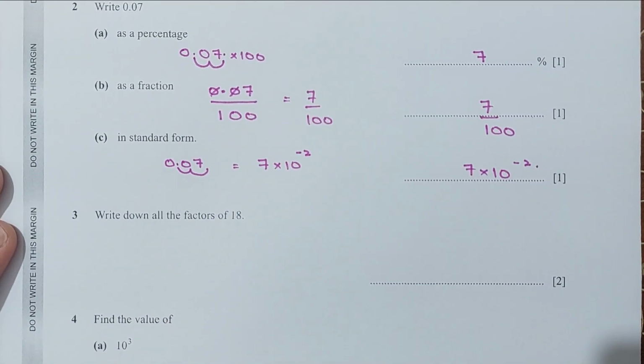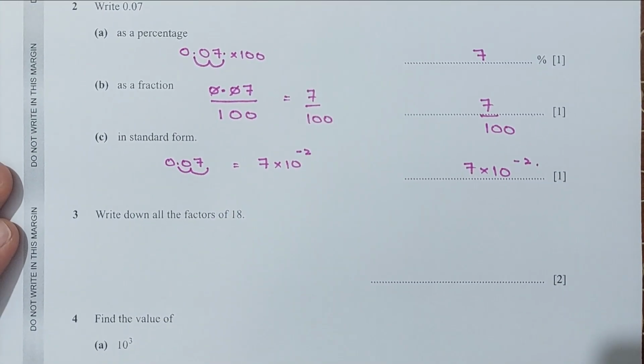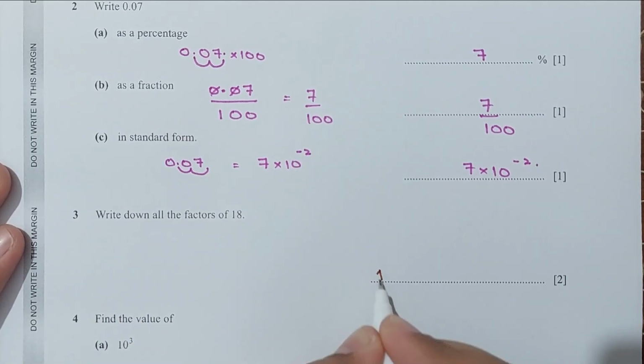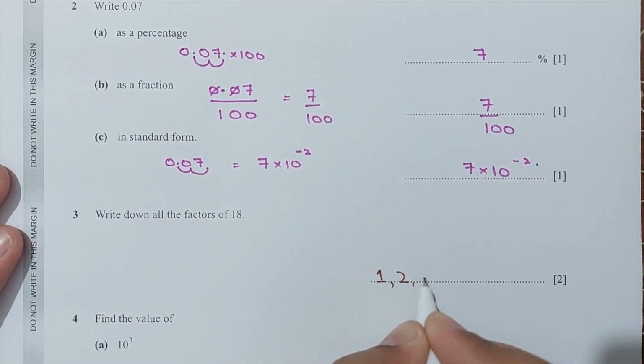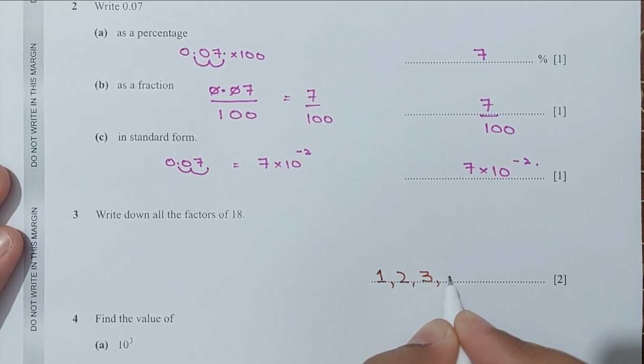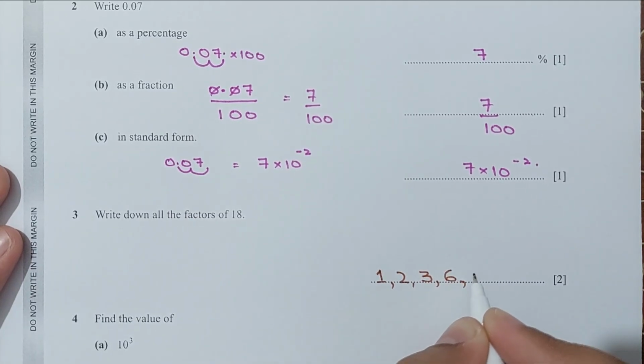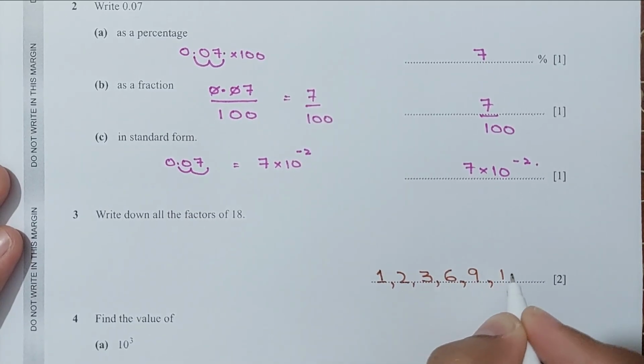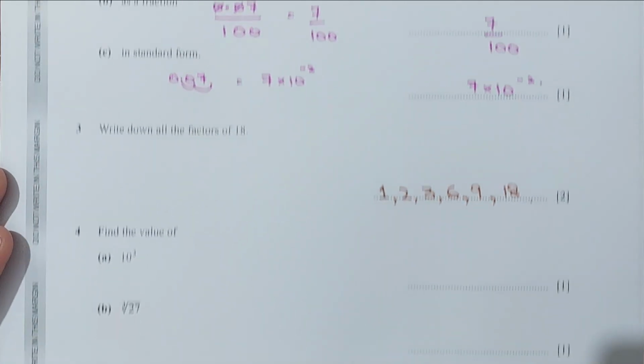Question number 3, write down all the factors of 18. Okay, 1 is a factor of 18, 2 times 9 is 18, 3 times 6 is 18, 6 times 3 is 18, 9 times 2 is 18, and 1 times 18 or 18 times 1 is 18.